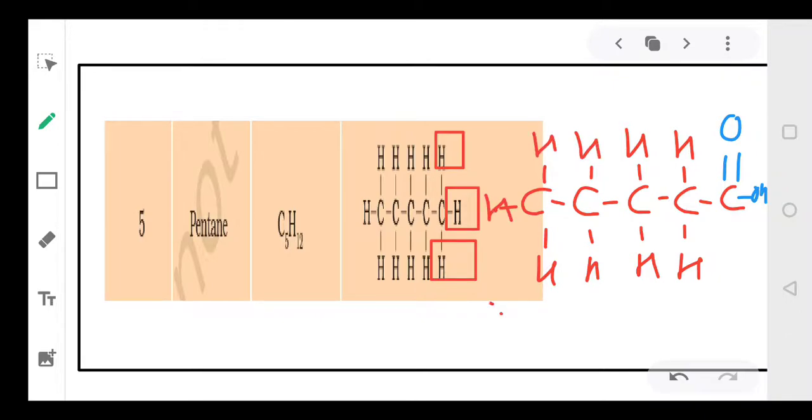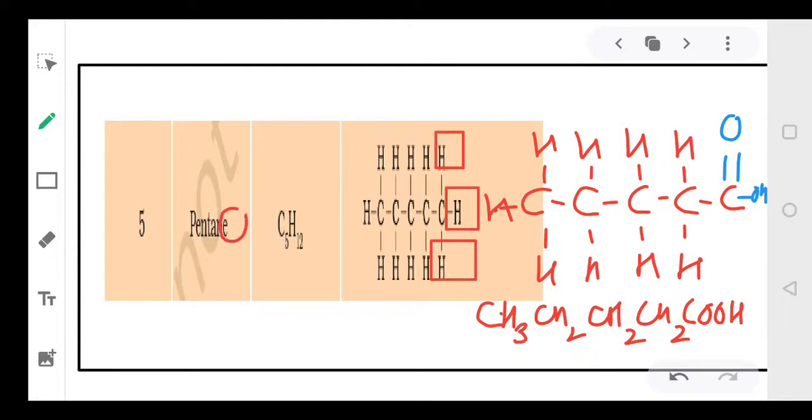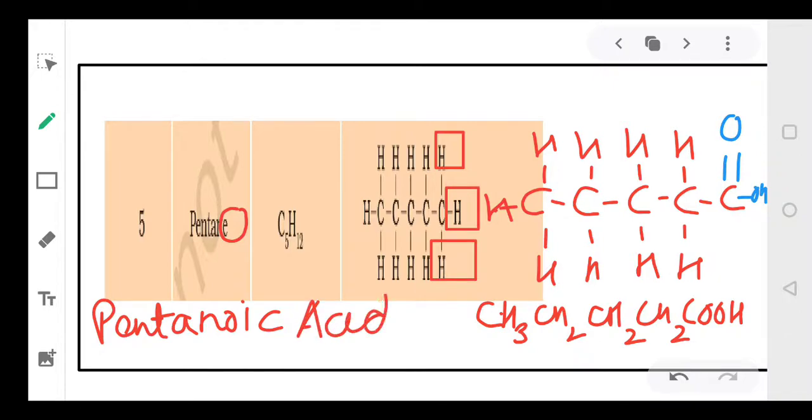So now we can represent it: CH3 CH2 CH2 CH2 and COOH. And the name is pentanoic acid. Replace this E with oic acid. So it will be called pentanoic acid. Okay, everyone? I hope you understood. So you will complete this table in your notebook, that is of carboxylic acid.